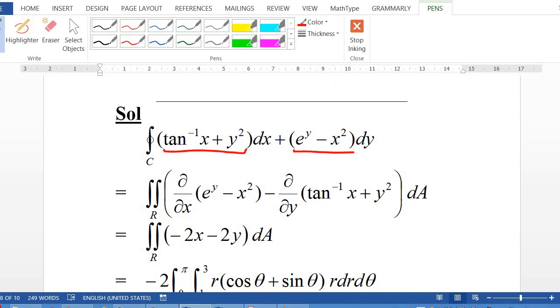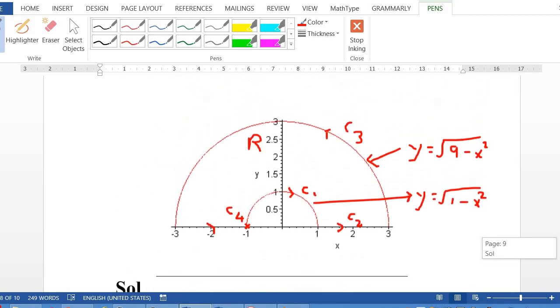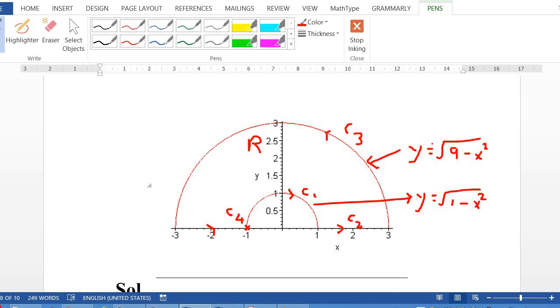dA. You notice this is a circular region. When you square this curve back, you have x squared plus y squared equal to 9. So that means r equal to 3. The bigger circle is a circle with radius r equal to 3.